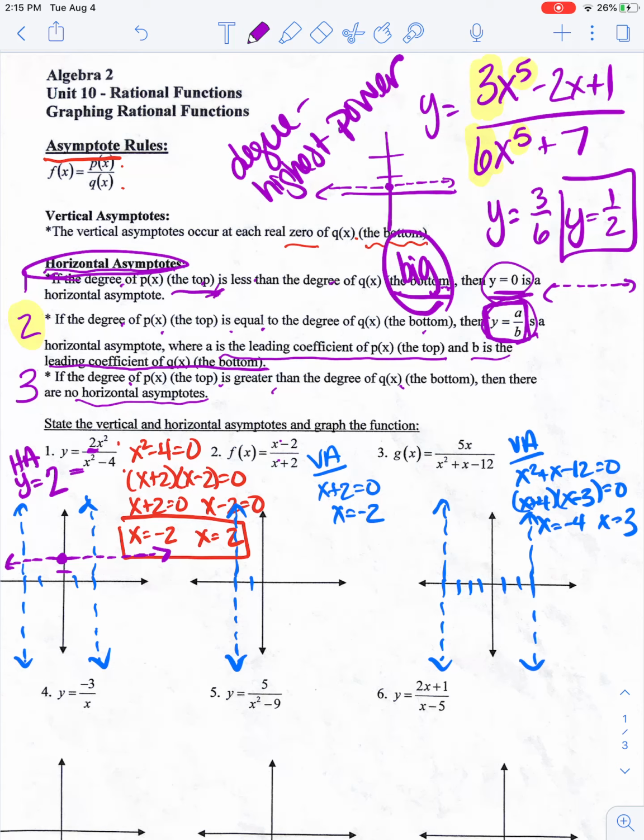For number 2, the degree of the top is a 1, degree of the bottom is a 1, so they are the same. So my horizontal asymptote is y equals the leading coefficient of the top over the bottom, so that's a 1.